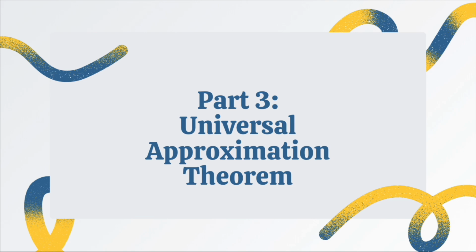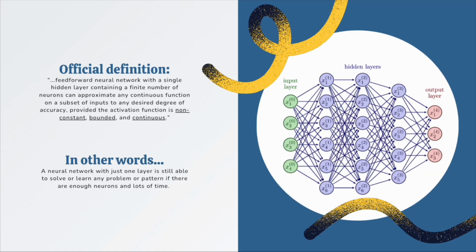Lastly, we're going to be talking about what the universal approximation theorem is. The official definition of the universal approximation theorem is that a feed-forward neural network with a single hidden layer containing a finite number of neurons can approximate any continuous function on a subset of inputs to any desired degree of accuracy, provided that the activation function is non-constant, bounded, and continuous. In simpler terms, the theorem allows computers to learn and solve continuous patterns if they have enough neurons.